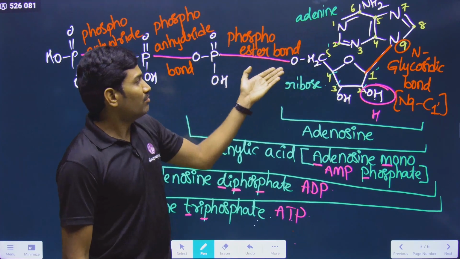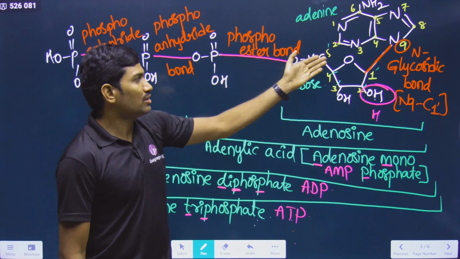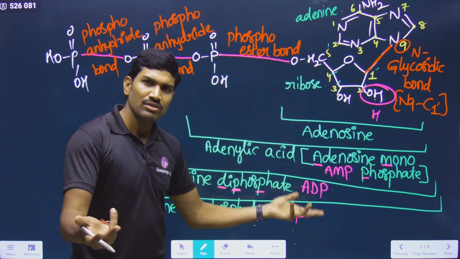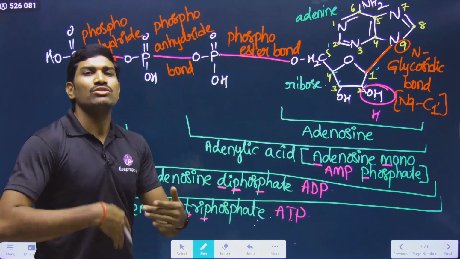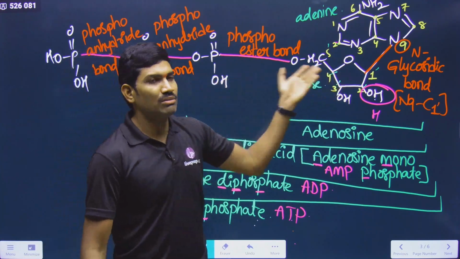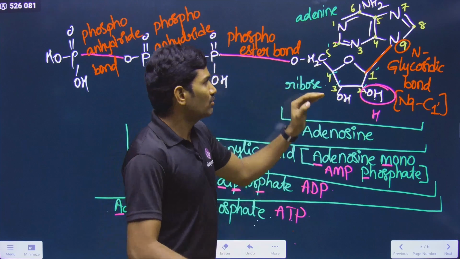5 prime carbon means the OH of the 5 prime carbon of the sugar, they gave. So you need to understand all these sentences. To understand those sentences, you need to know about the position of all these bonds. So what is the overall conclusion?